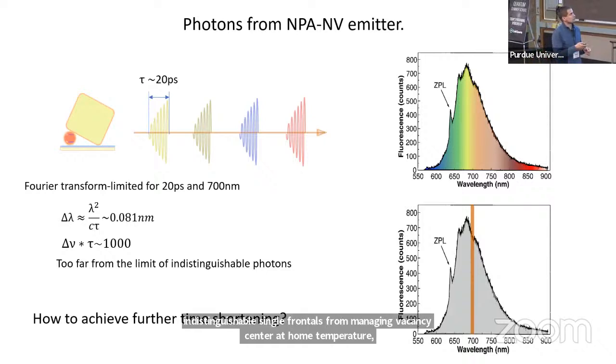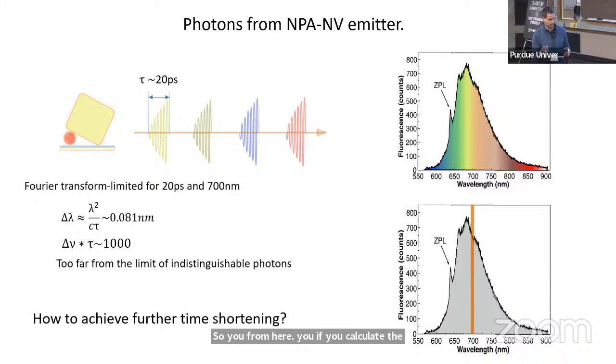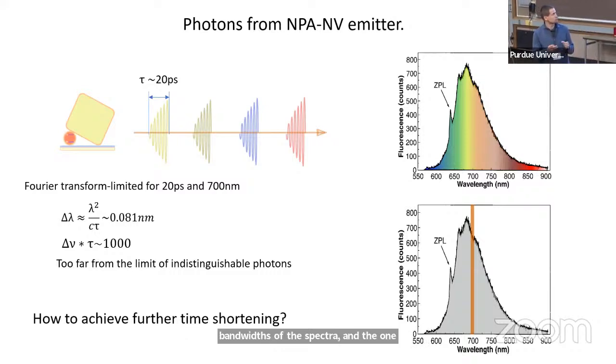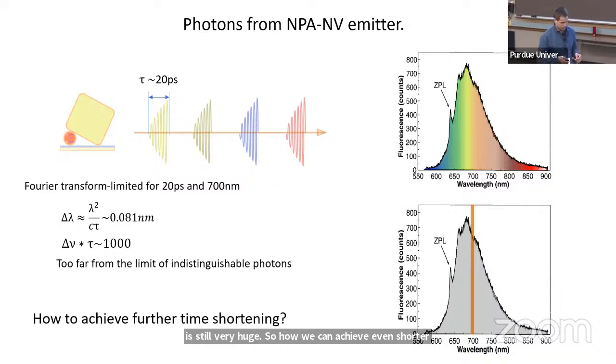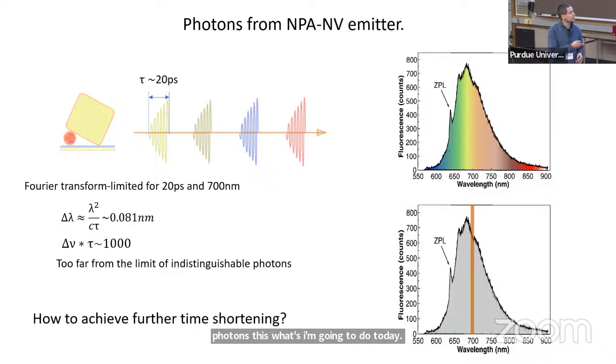So from here, if you calculate the previous figure of merit, which I presented, like a multiplication of bandwidths of the spectra and the lifetime of a photon, the number is still very huge. So how can we achieve even shorter photons? Today I'm going to present two ideas which can help achieve this.